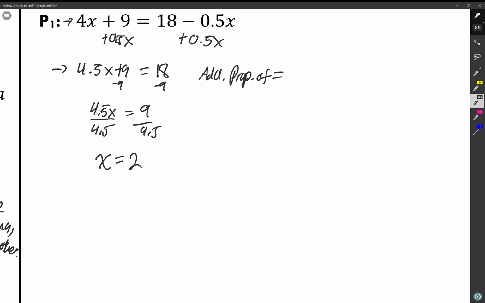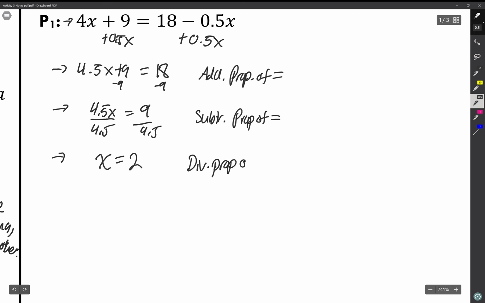Okay. Next, from this first arrow to this next arrow, I am subtracting 9, right? So if I'm subtracting the same thing from both sides, this is just the subtraction property of equality. And then lastly, I'm dividing 4.5 from both sides. So that is the division property of equality. And with that, we're finished with P1. So now let's do a similar thing for P2.